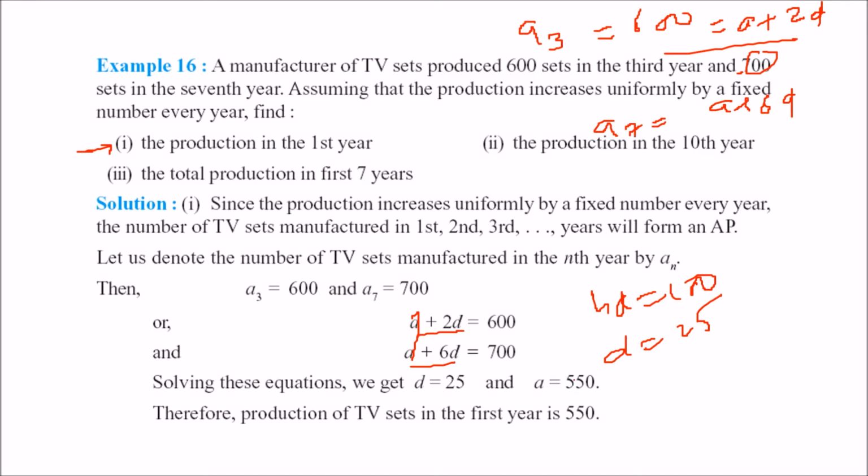How did we come up with this? We can place this D in any of these equations, 1 or 2, and you can find out 550. So A and D we have found out using the situation which is given.